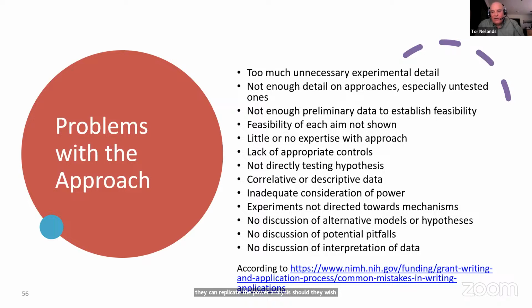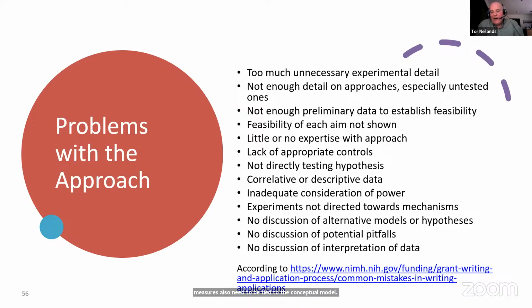Experiments not directed towards mechanisms. So this is one where there should be clearly defined mechanisms, and that's where your conceptual diagrams and conceptual models can really help you elucidate what the mechanisms are likely to be, and then the experiments need to be tied to the conceptual model, and your measures also need to be tied to the conceptual model.